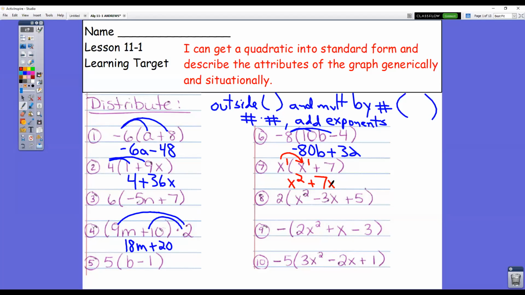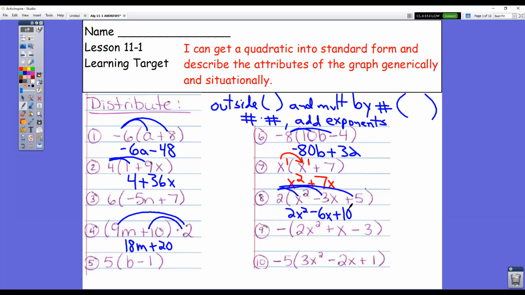Take the number outside the parentheses, multiply by everything inside the parentheses. So in this next one, 2 times x squared is 2x squared. 2 times -3x is -6x. 2 times 5 is 10. We didn't have to add any exponents because we weren't multiplying by an x. We were just multiplying by a 2.